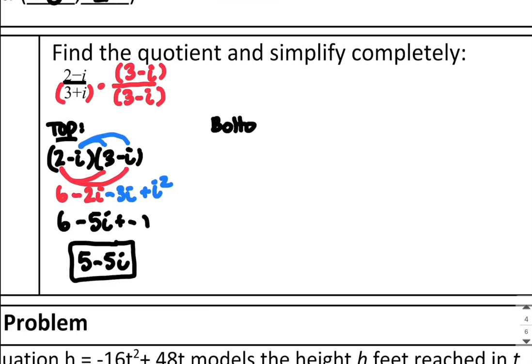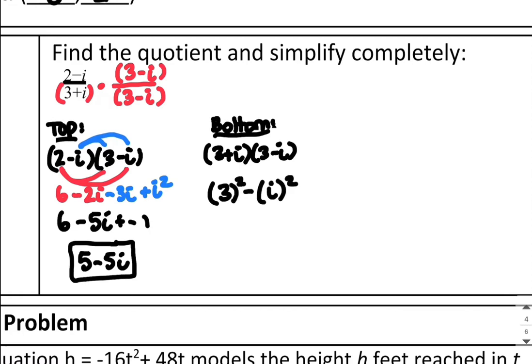Then I'm going to do the bottom. So the bottom, I know, is 3 plus I times 3 minus I. And this is going to give me the difference of two squares. I'm going to have 3 squared minus I squared. And I know I squared is -1, so I'm subtracting -1 here. And 3 squared is 9. I'll have 9 minus -1, which is 10. So 10 will be in the bottom of my answer.